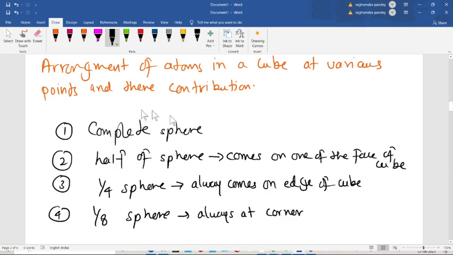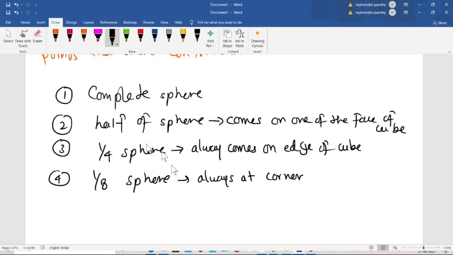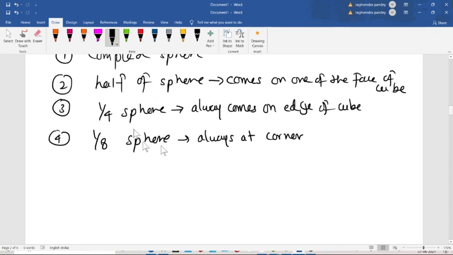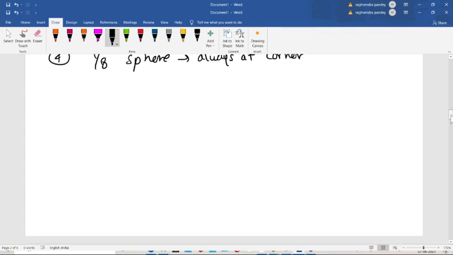A complete sphere can come, totally inside the cube. Half the sphere comes on one of the faces of the cube, then 1 by 4 and 1 by 8. I hope you understood by seeing the image. If you have any doubt, you can ask how it is arranged. So how they are arranged inside the cube. These spheres are considered to be the atoms here. Got it.